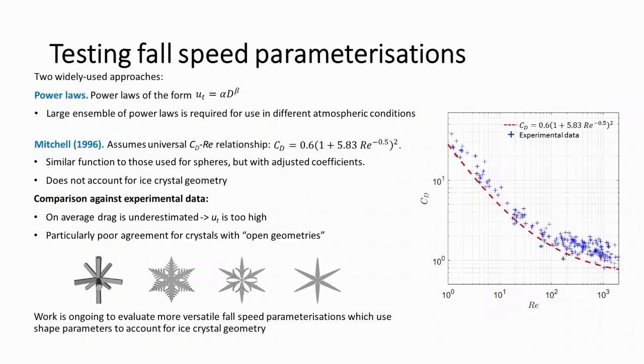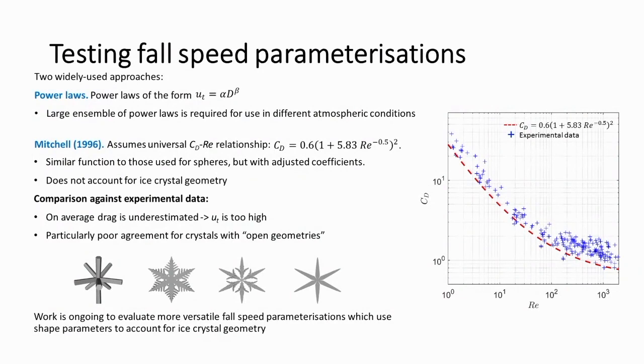Now, the final results that I wanted to talk about was looking at the actual fall speed of these crystals. In a meteorological context, there are two widely used approaches to do this. The first is very simple: you just take a power law that relates the terminal velocity of an ice crystal to its maximum dimension. And as you might imagine, there are a number of issues with this approach.